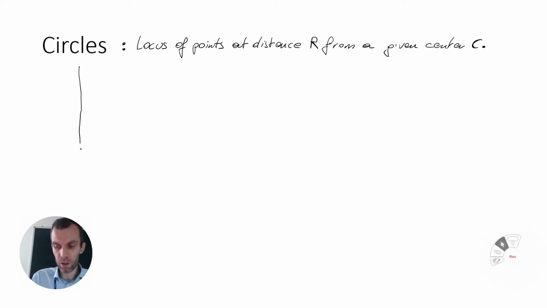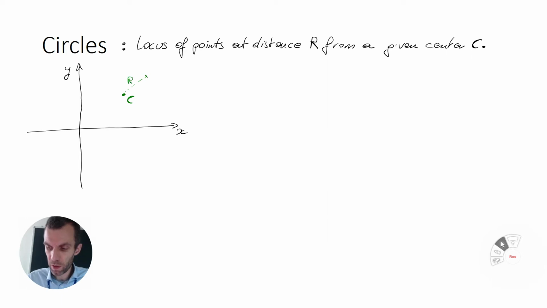So let's draw what that looks like. This is my X and my Y axis. If I put my center here, and let's say this is my radius R, then the circle again is all the points that are at distance R from the center.